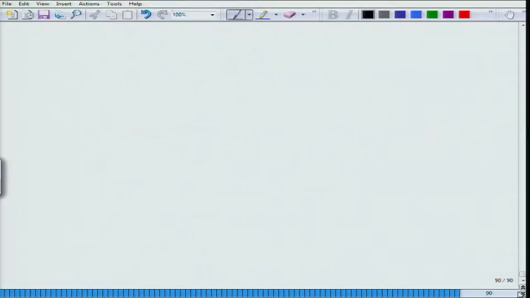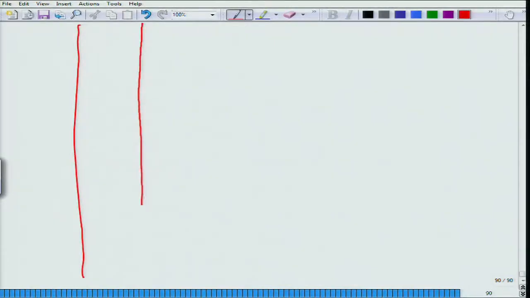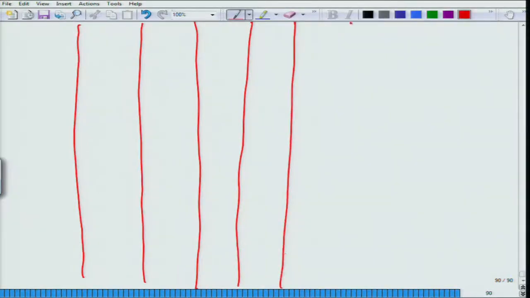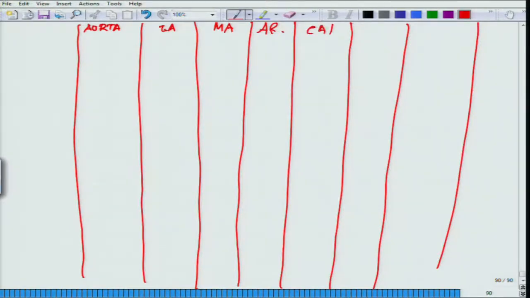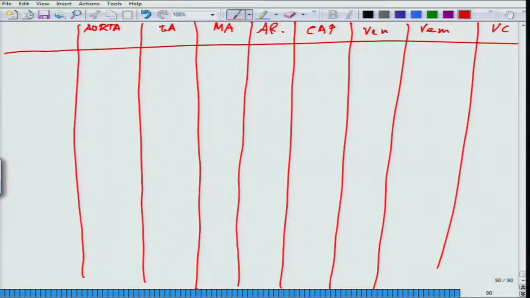So, now diagrammatically I have to show you this. Again, I will follow the same diagram that will help you. So, you have the aorta here, elastic artery, muscular artery, arterioles, and you have the capillaries. Okay. Capillaries, venules, veins and vena cava. These are all the blood vessels in a sequence when it comes back.